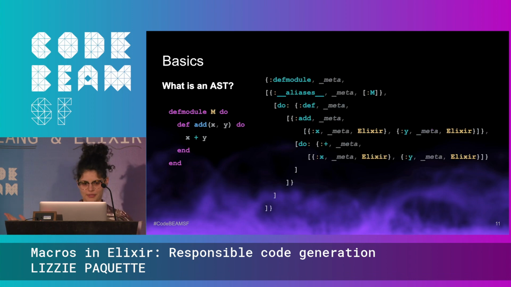To get a little more complicated, what is the AST of a module? I hid the metadata because it was getting pretty long, but you can see it is the same 3-element tuple structure, just expanded, going deeper in the argument list. For a module, there's a do block, then you get a function definition with another block, and eventually you get down to the same expression we saw before, the plus operator and x and y as arguments.